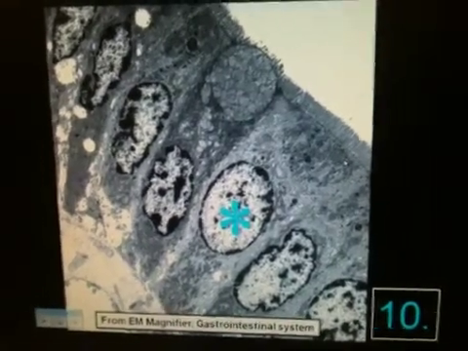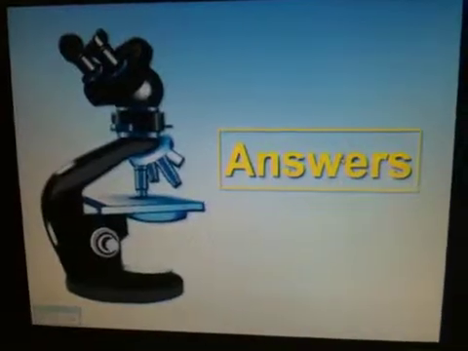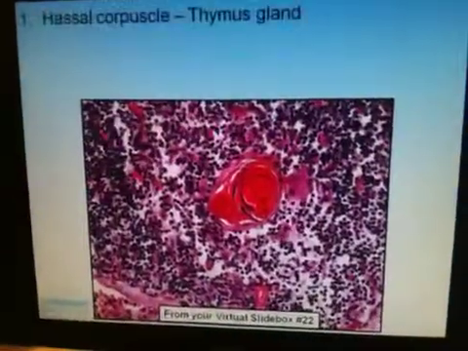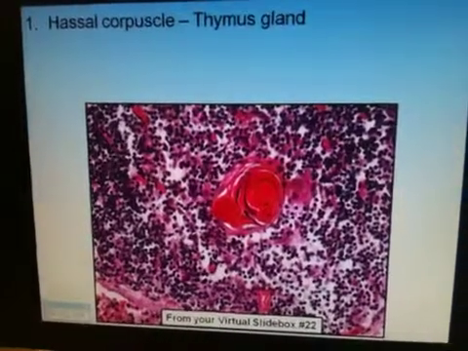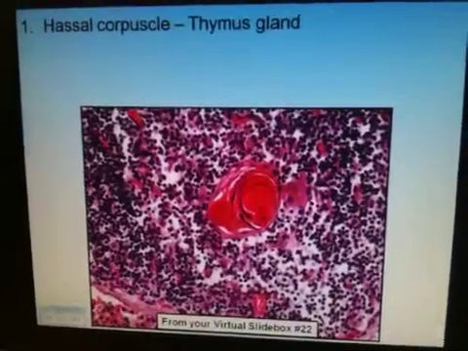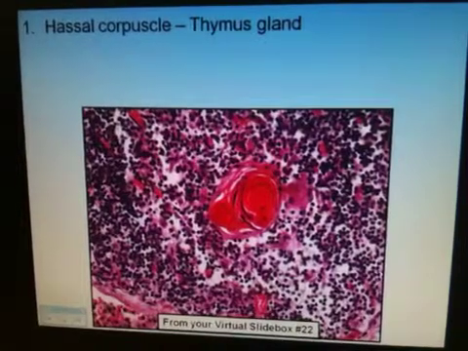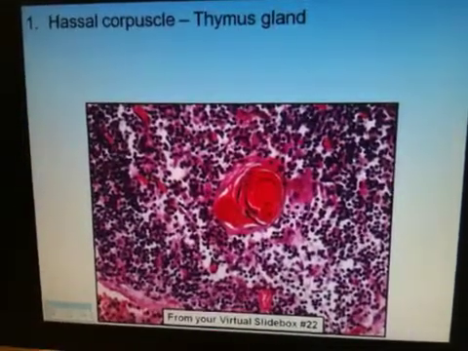Okay, let's take a look at the answers. I would have failed this big time. First question: it's the Hassall's corpuscle, in the thymus gland. It's the only gland that has those.